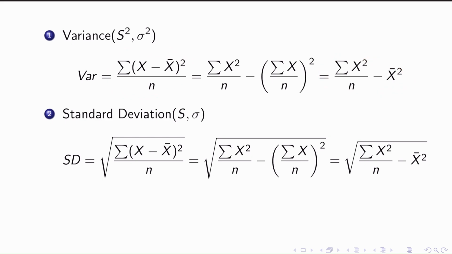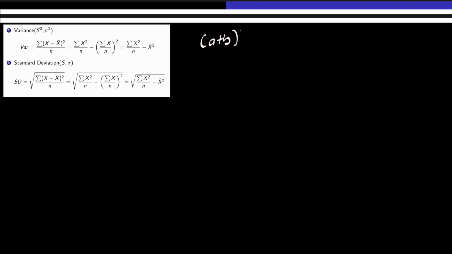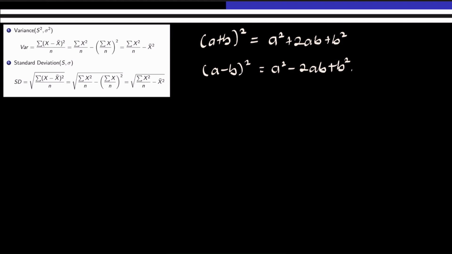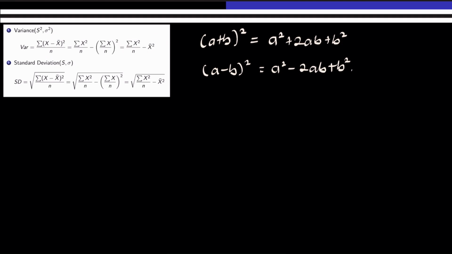Now let's prove that this formula is the same as what we have on the far right, and we also do the same for the standard deviation. From binomial expansion, we know that a plus b all squared is equal to a squared plus 2ab plus b squared, and also a minus b all squared is equal to a squared minus 2ab plus b squared. So we are going to use the same idea to prove that the formula on the far left is equal to the one on the far right. So now let's take what we have on the left side. That's summation x minus the mean all squared divided by n.